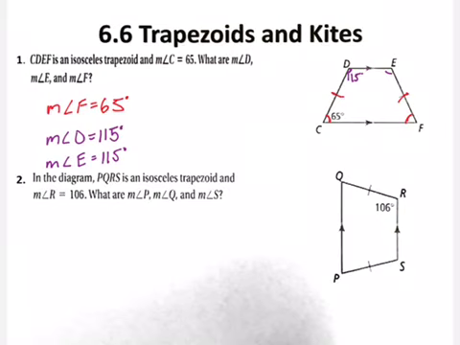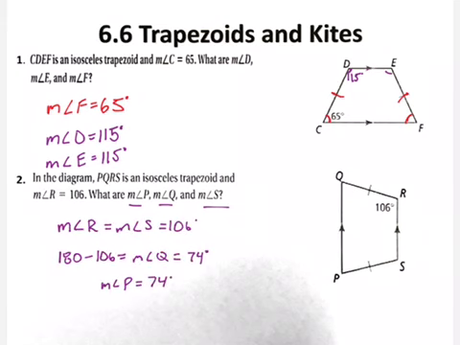Question 2. In the diagram, PQRS is an isosceles trapezoid, and the measure of angle R is 106. What are angle P, Q, and S? Well, we approach this the same way we did the last one. So see if you can figure this one out. Pause the video, figure it out, and then unpause it to check your answers.